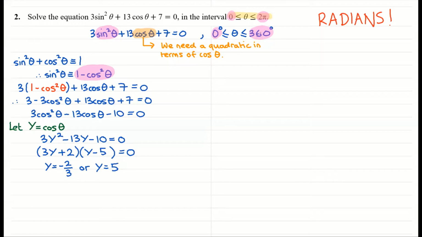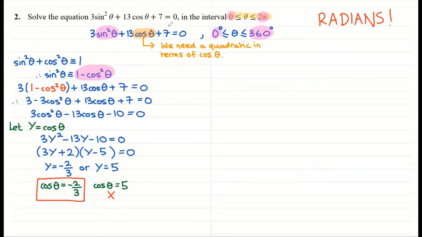Putting the cos theta back in, this tells us that cos theta is equal to negative 2 over 3, or cos theta is equal to 5. Now, once again, I've stressed this in the previous example, the range of cosine stretches only between -1 and 1. So this is outside the range, so we can discount this one completely. So this is going to be the equation we're going to solve.